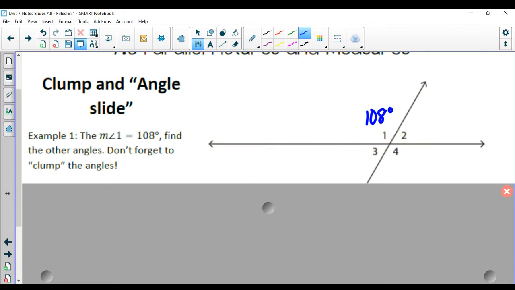So if I'm looking at these, vertical angles are the ones that are across from each other, which tells me that angle 4 would then also be 108 degrees. You want to take special note and care to make sure that you're labeling these in your notes packet so that you can follow along with this one.